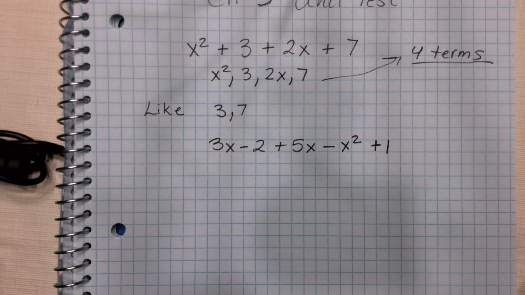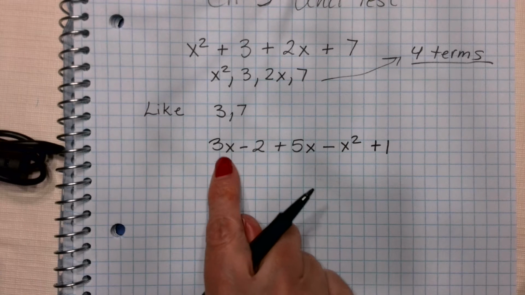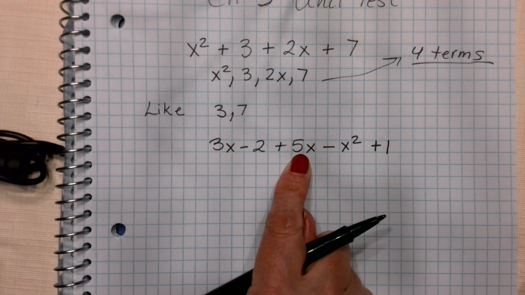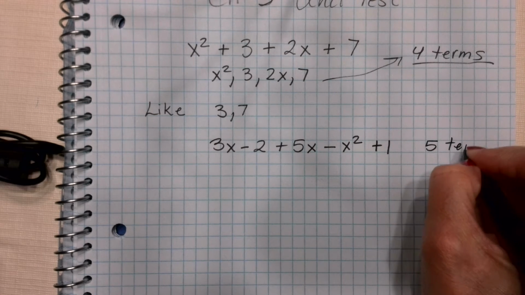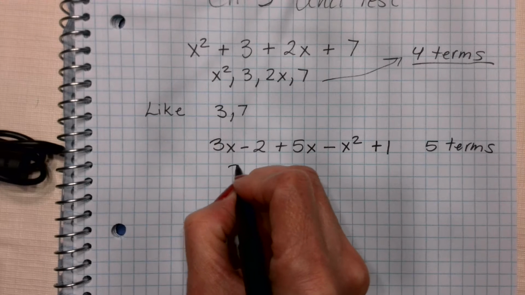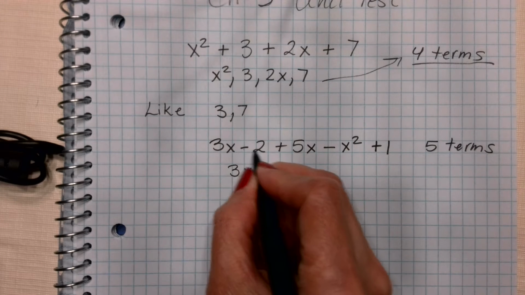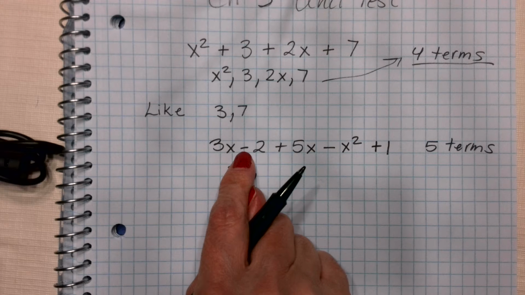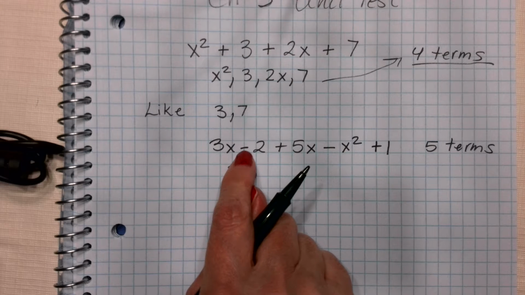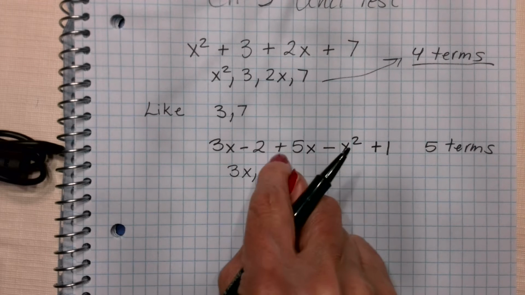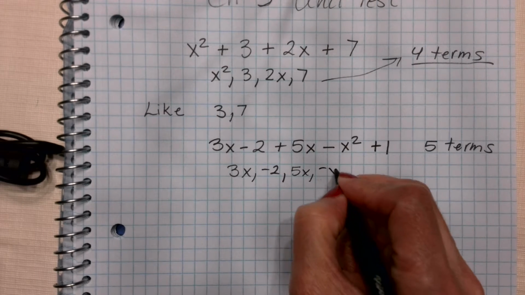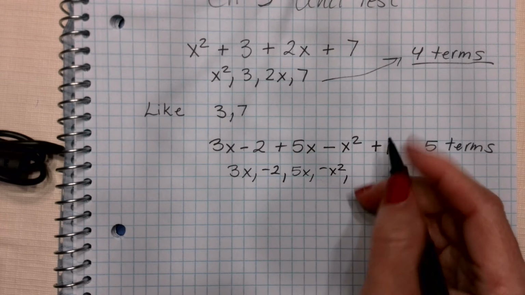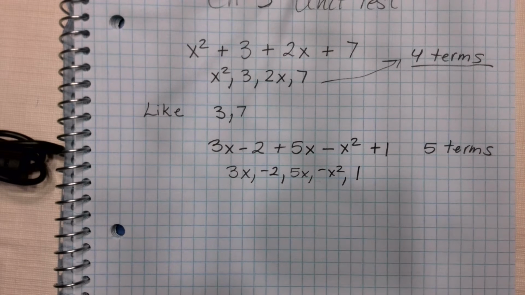Okay, so in this expression down here, how many terms are there? Well, there's 5. There's 1, 2, 3, 4, 5. There's 5 terms on this one. And we would list them as 3x and then -2 because the sign to the left indicates if it's positive or negative. So -2, positive 5x, negative x squared, and a positive 1. So those are the 5 terms.